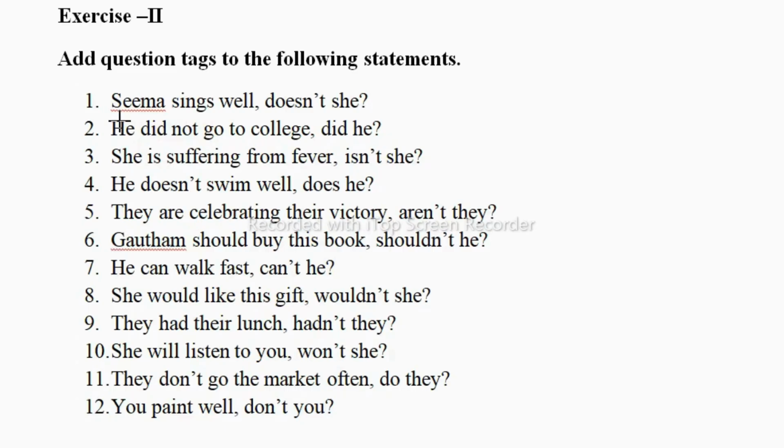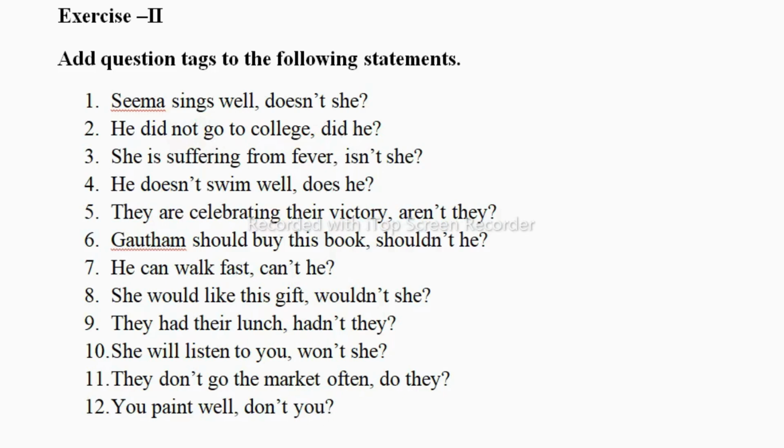Let's see the last exercise, that is add a question tag to the following statements. Here I have already explained: if the statement is positive, means before the comma, you have to write a negative question tag, and if a negative statement is there you have to add a positive question tag. And how will you add the question tag? Based on the given verb, whatever verb they give you, you have to use that verb to make the question tag.